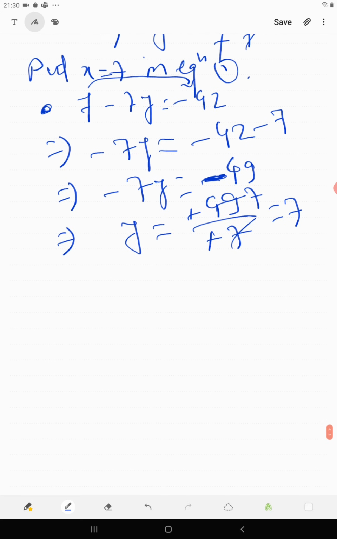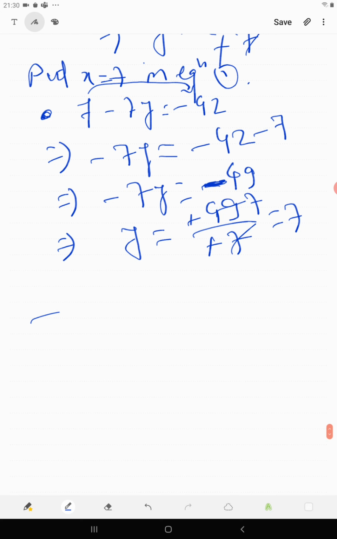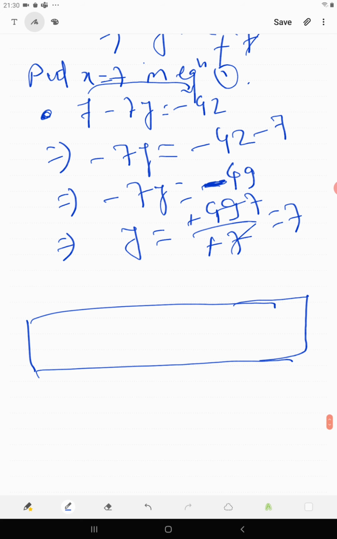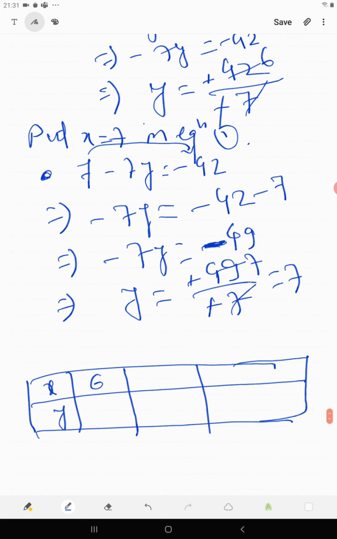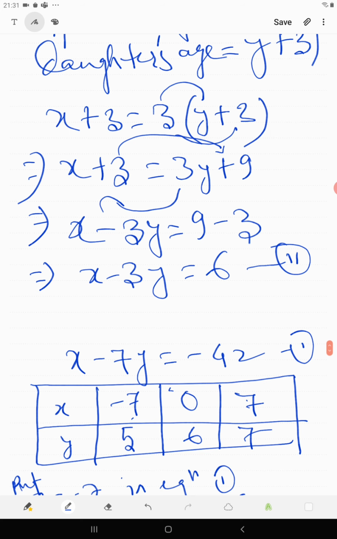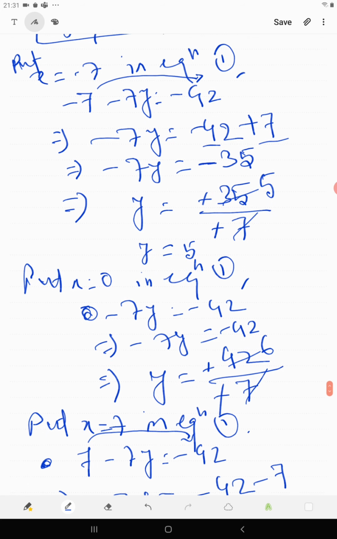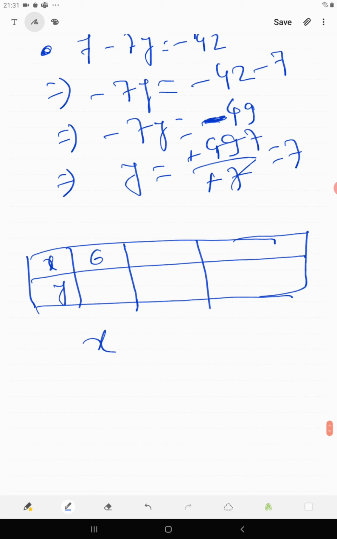Now let's take the points for the second equation. Same table again, we need to form for our second equation also. This is x, this is y. Let's take x as 6. Our equation is x minus 3y equals 6. So I took x equals 6.